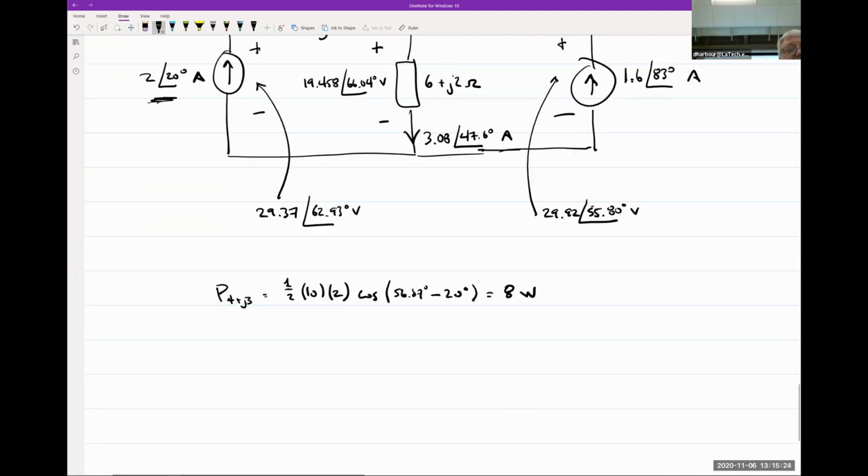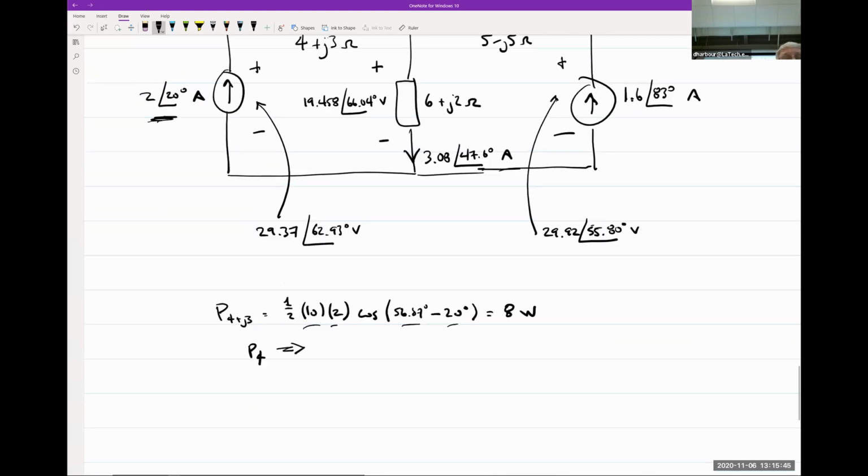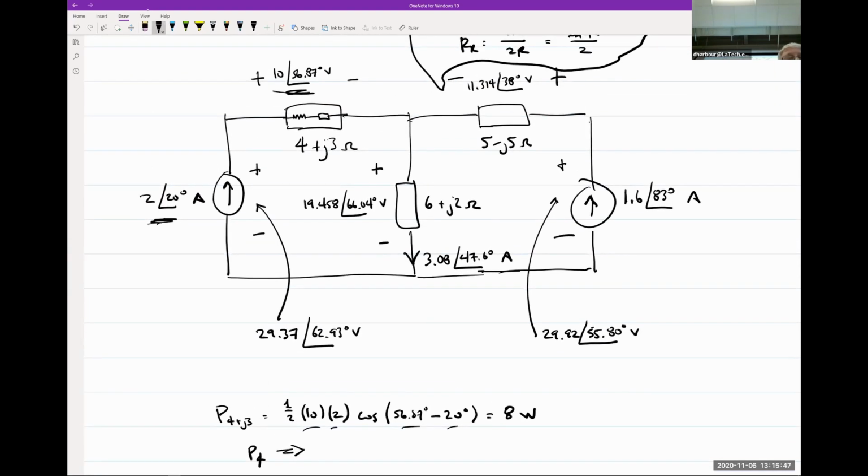So I could have come down here and say, you know, really P at 4 plus J3 is really P at 4. There is no contribution from the J3. So I could have found the P at 4. Now, let's think about this for a second. You know, Vm, Im, theta V, theta I, we've got all of that. But when we look up here, this 10 at 56.87 degrees volts. What is that the voltage across?